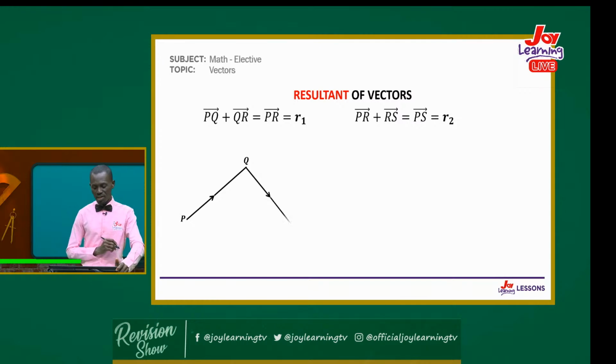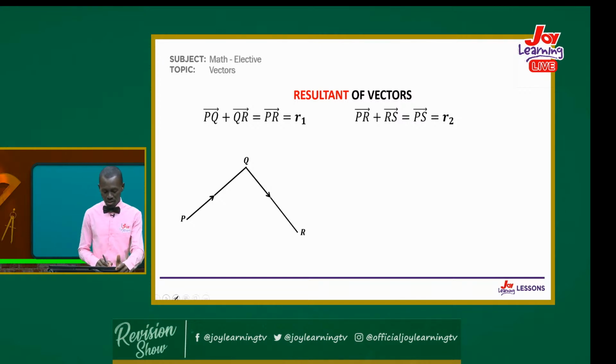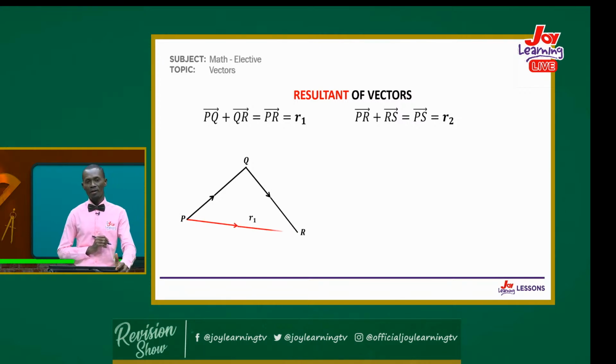If it chases another vector QR, remember what I use, chases. So you see, from P to Q, it begins from P, ends at Q, but Q now is a fresh beginning, ending at R. Then the resultant of these two vectors, PQ and QR, will be PR. So PQ plus QR gives us PR. So R1 is called the resultant, or if you like, vector PR is the resultant. It's the sum of the vectors PQ and QR.